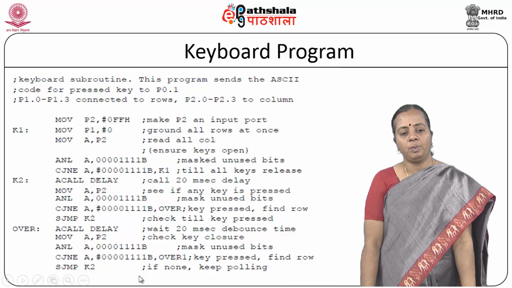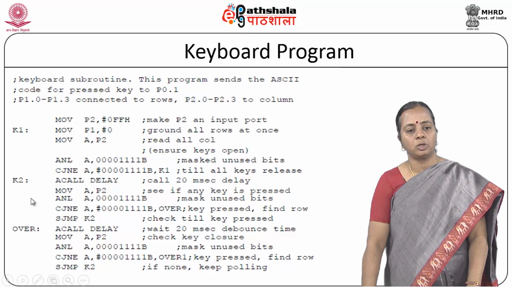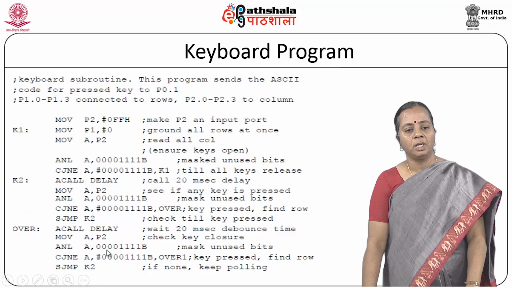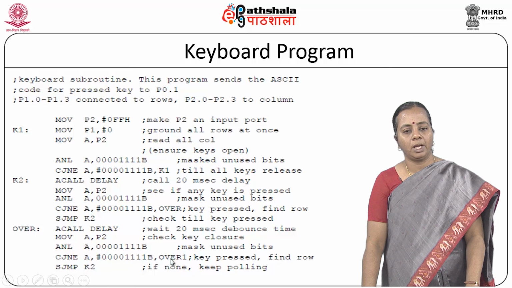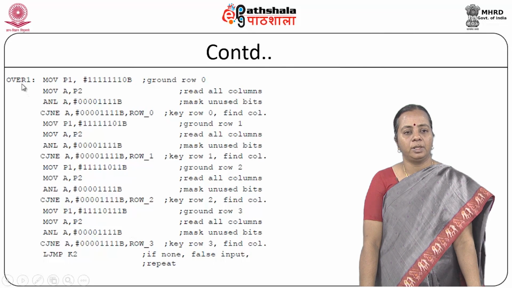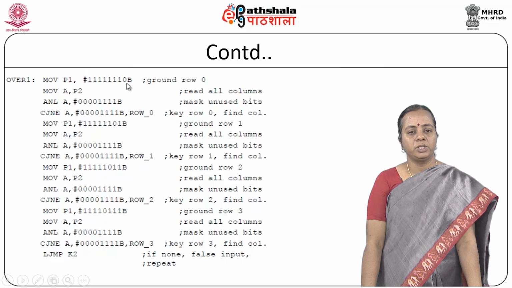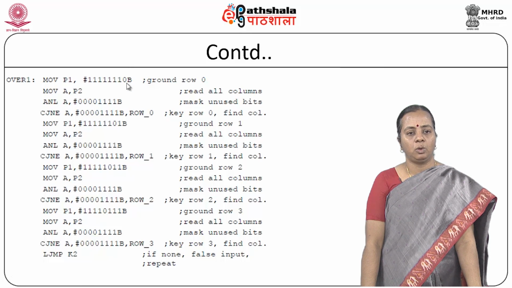Next is to find the row. For that reason I am checking it. If something is different, meaning any one bit is 0, then I go to find the row, that is over 1. If a key is not pressed, it has to come back over here and go through all the rotation again. If something is pressed, definitely these two will not be similar, so I will go towards over 1. Over 1 is the place where I move P1, #11111110B. That means I am making row 0 equal to 0, grounding it.